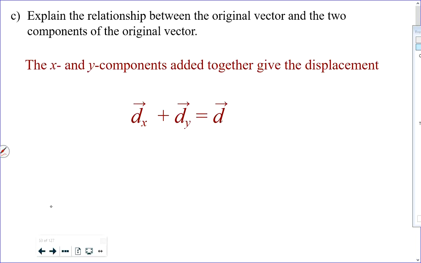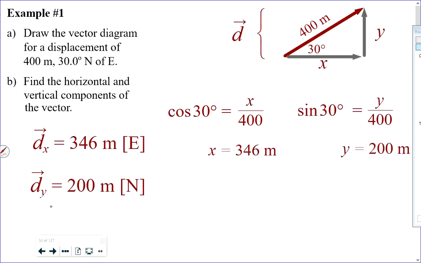So rather than what I had written, I believe, was 346 meters east plus 200 meters north equals 400 meters 30 degrees north of east. Rather than writing that, I could just say dx as a vector plus dy as a vector equals d as a vector, the total, the original vector. So rather than giving you these two vectors that are perpendicular and having you find a total, you're given a single vector and you're resolving it or breaking it into two horizontal and vertical components.